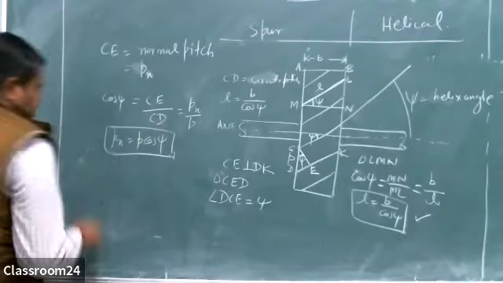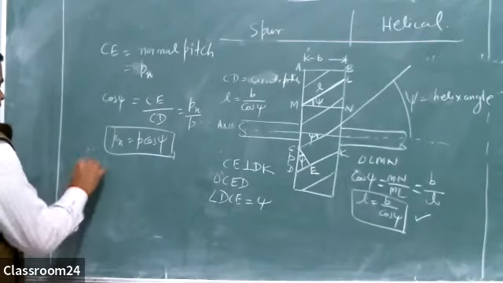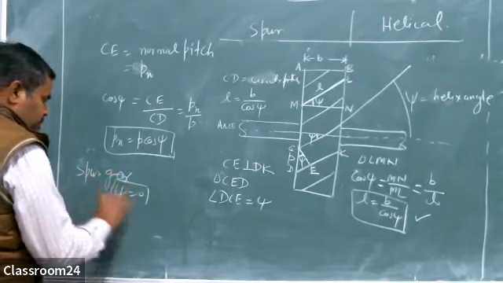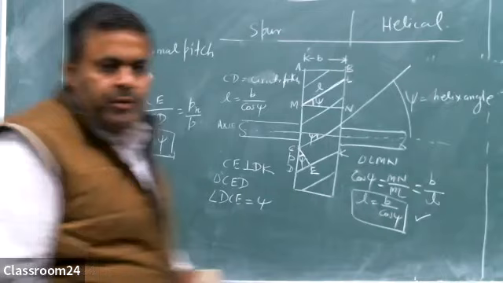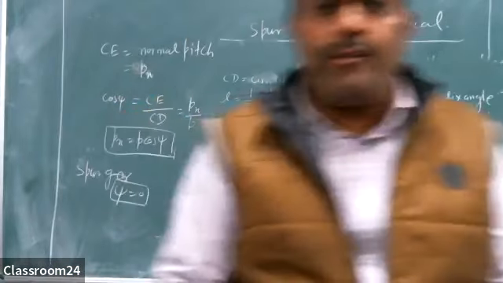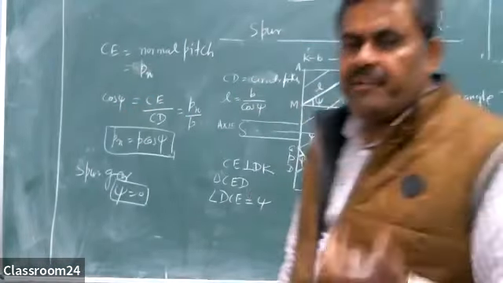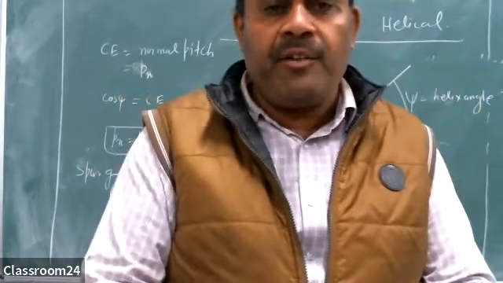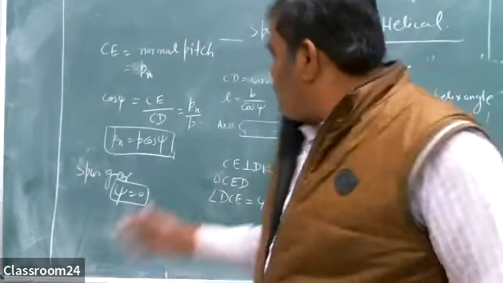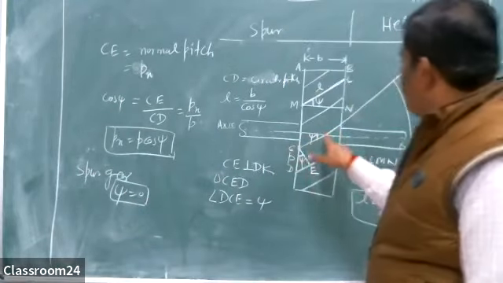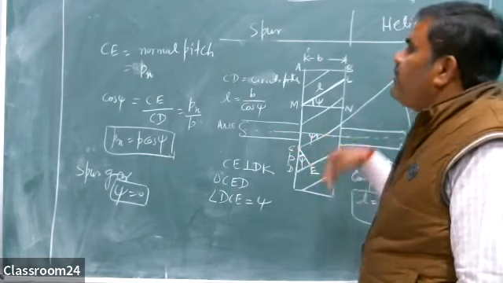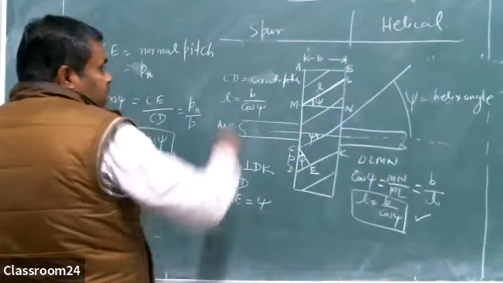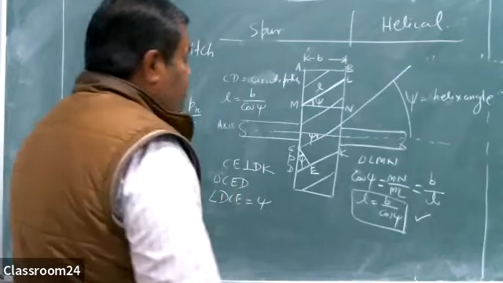So I will write it here. For spur gear, I can say psi equal to 0. Okay. So spur gear is a helical gear whose helix angle is 0. This can also be a definition of spur gear. So spur gear is a type of helical gear whose helix angle is 0. If the helix angle is 0, the teeth will be parallel to the axis, then it will be a spur gear. Naturally, in the case of spur gear, the normal direction and the transverse direction both are same.